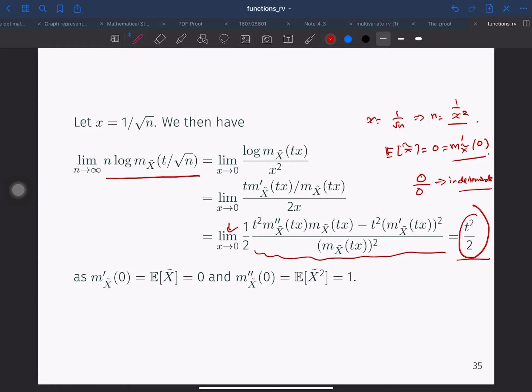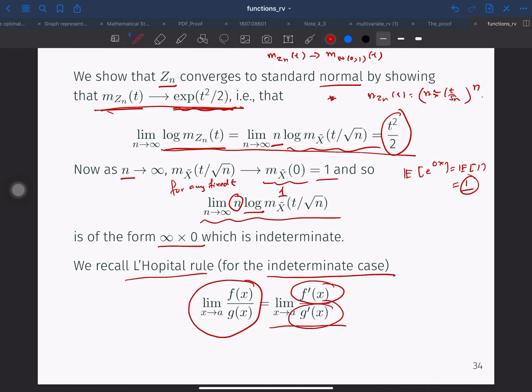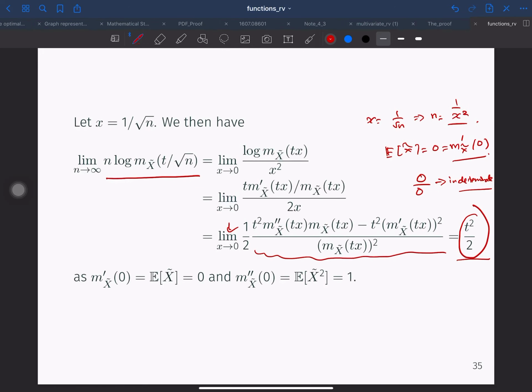So there's a bit of magic here. Remember L'Hopital's rule and the uniqueness of the moment-generating function. But in any case, that is the proof of the central limit theorem. So in summary, if you believe the uniqueness of the moment-generating function, that is nothing more than an exercise in taking derivatives and using L'Hopital's rule.